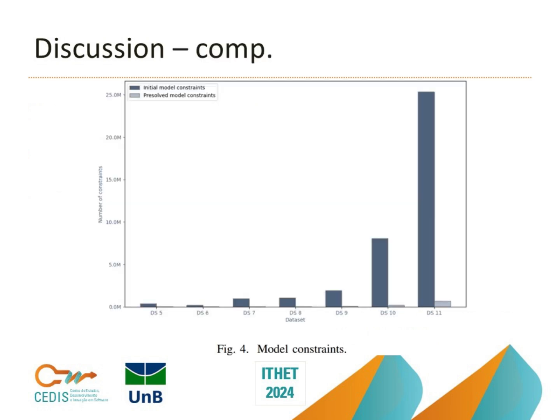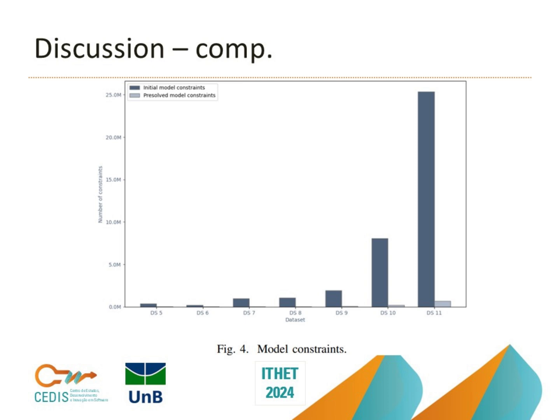In Figure 4, we observe the significant impact of pre-solving on the number of constraints in the model. For example, dataset 11 starts with over 25 million constraints, which were reduced to around 660,000 after applying pre-solving techniques. This reduction eliminates redundant or unnecessary constraints, allowing the solver to focus on solving the most relevant ones. By reducing the number of constraints, the model becomes more efficient, especially for larger datasets.